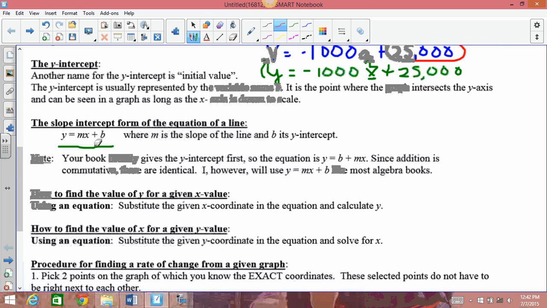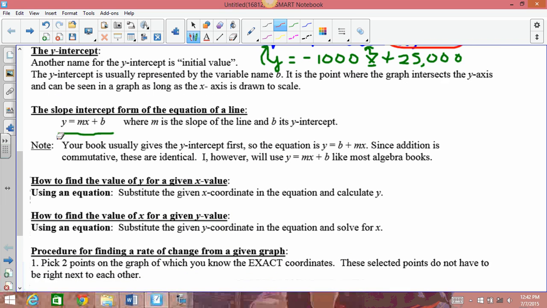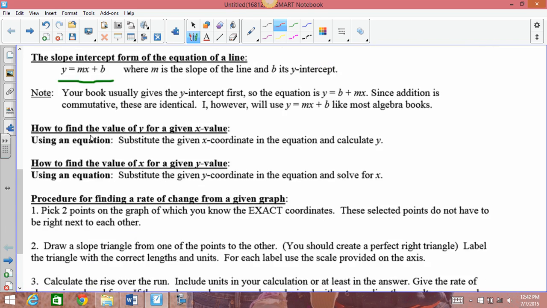Again, y equals mx plus b, that's your slope-intercept formula of a line. You should memorize that, okay? That's your linear model. Y equals mx plus b, slope-intercept form, a linear equation, a linear model, all of those mean the same thing.